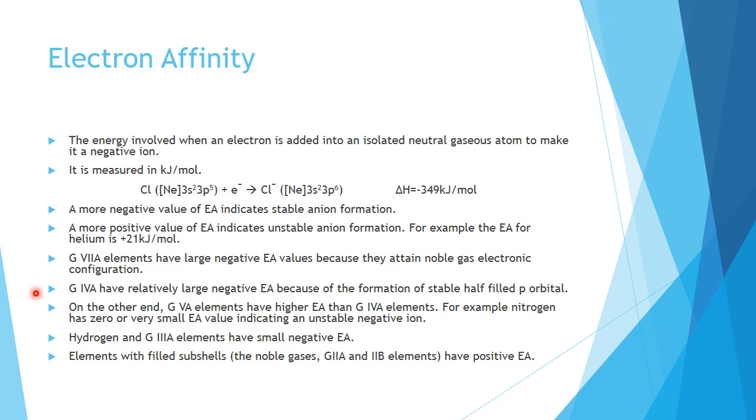A similar trend has been seen in group 4A elements, where large negative electron affinity values have been found. The reason for a relatively larger negative electron affinity value is that after acquiring one electron, the elements of group 4A form a p3 half-filled orbital configuration. After acquiring the half-filled stable configuration, they release a large amount of energy, indicating the stable formation of the anion.